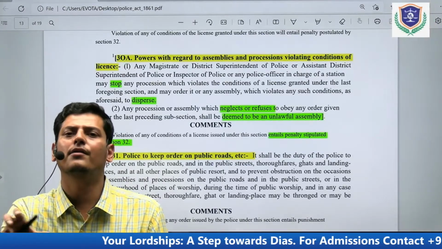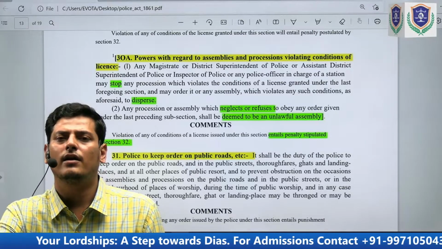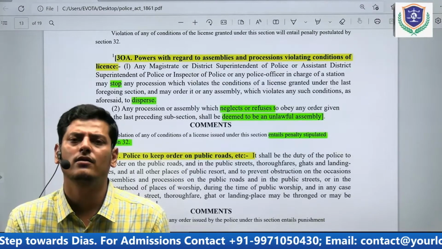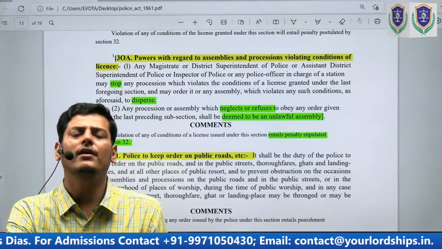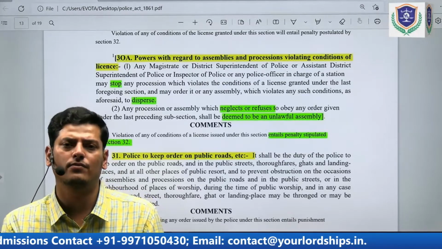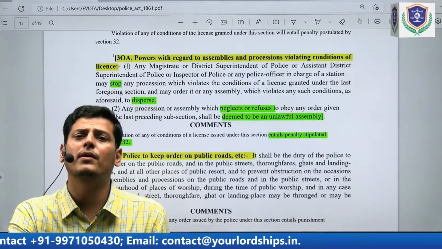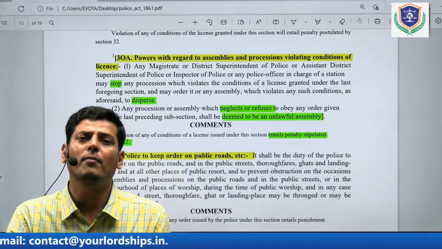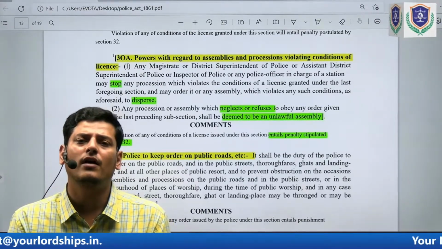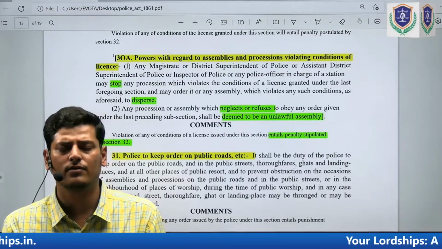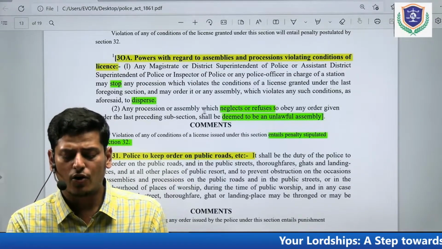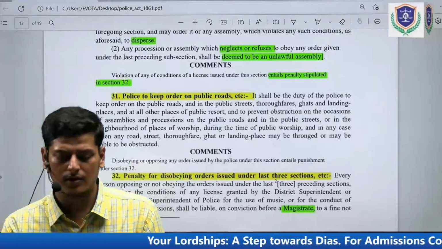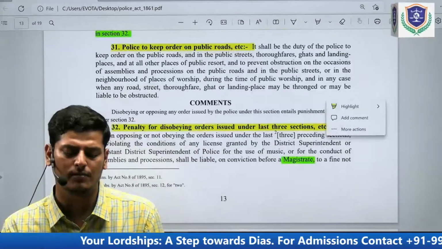सेक्शन 30 के अंदर लाइसेंस ले लिया था, लेकिन फिर भी अगर इन ऑफिसर को लगता है कि कोई कंडीशन वायलेट हो रही है लाइसेंस की, तो these officers may immediately order that assembly to disperse, and if they refuse to disperse, it will be treated as an unlawful assembly. Being a member of an unlawful assembly, आपको पता ही होगा, IPC में it is a substantive offense. So any procession or assembly which neglects or refuses to obey any order given under the last preceding subsection shall be deemed to be an unlawful assembly.